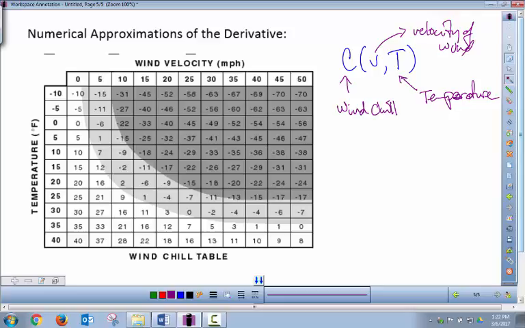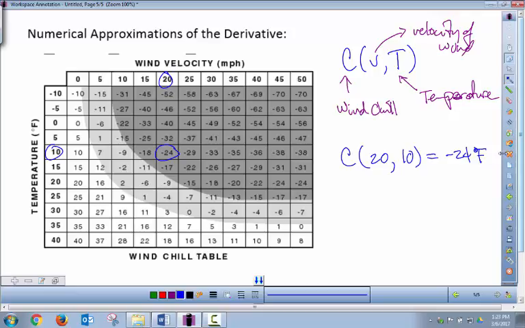So, for example, if I want to figure out what C of 20, comma 10 is, I can put this in some complicated formula if I knew the formula, but if we have a table, I would look at the table and say there's 20, velocity is 20, the temperature is 10, and so it looks like it would be negative 24 degrees. It would feel like it's negative 24 degrees Fahrenheit outside.